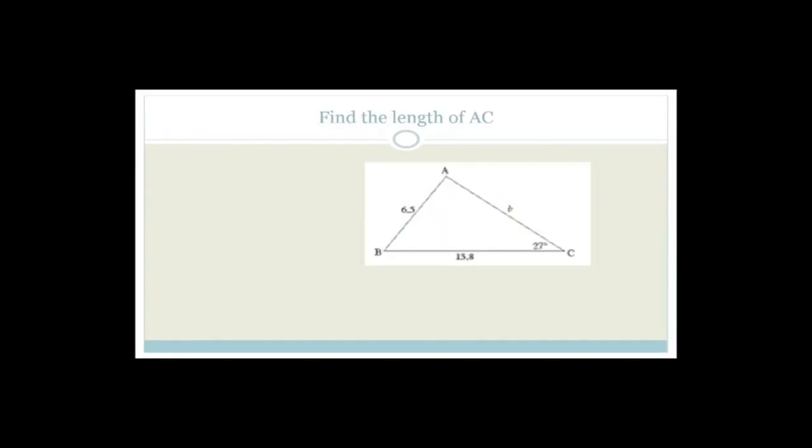So let's look at the application of the sine rule. This is a very basic example. All that you've got is two sides, 6.5 and 13.8, and an angle. And they want to know the length of AC. So in order to get the length of AC, actually this isn't quite as basic as I thought it was going to be.